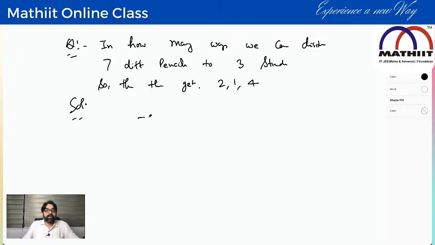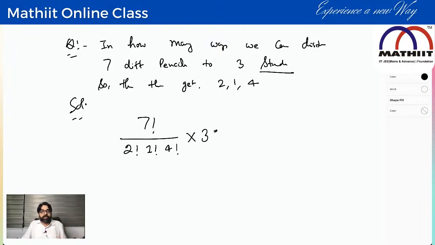Okay, so this will be what? 7 factorial divided by 2 factorial, 1 factorial, 4 factorial. Is there somebody to receive the group? Yes, we can distribute to 3 students. So it means we have to arrange these 3 groups. We got 3 groups, and this 3-group arrangement we have to do, 3 factorial.